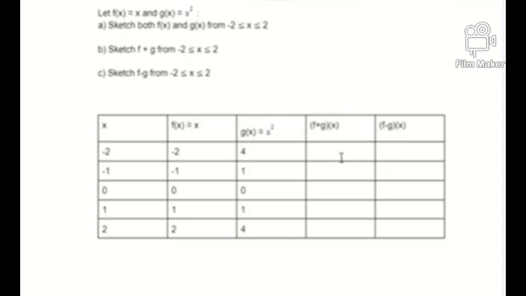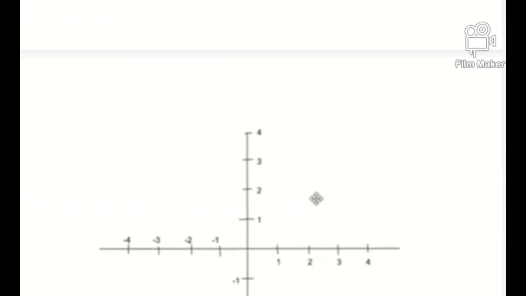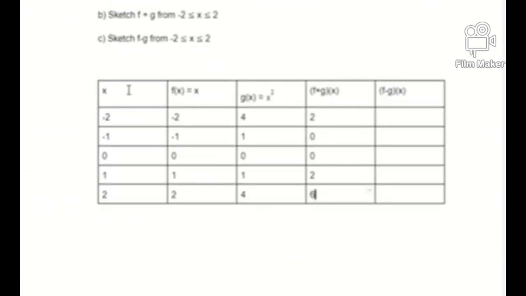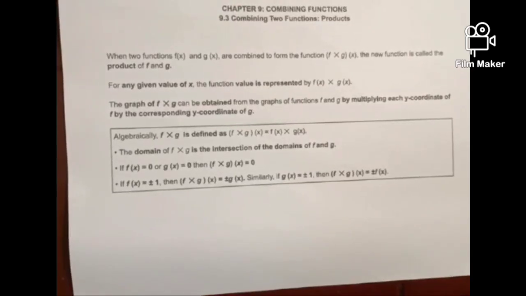Basically what you want to do here is just add the y coordinates like you did in example 1. So -2 plus 4, that's positive 2. -1 plus 1 is 0. 0 plus 0, that's 0. 1 plus 1 is 2, and 2 plus 4 is 6. And you have the y coordinates here, and you could just graph it, but I won't do it here for time's sake. And then sketch f minus g. You basically just do the same thing except you subtract. And that's it.